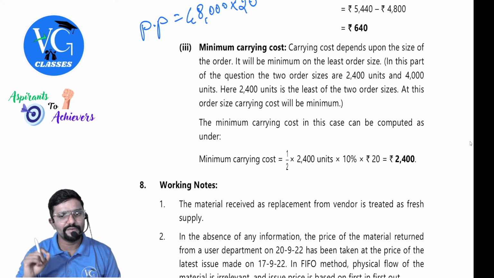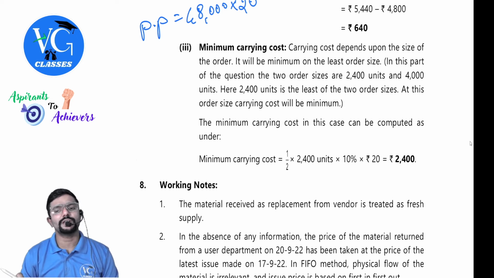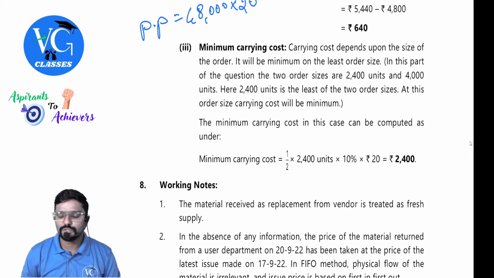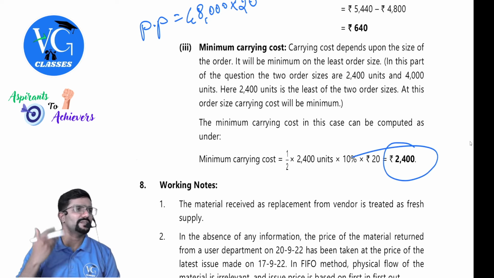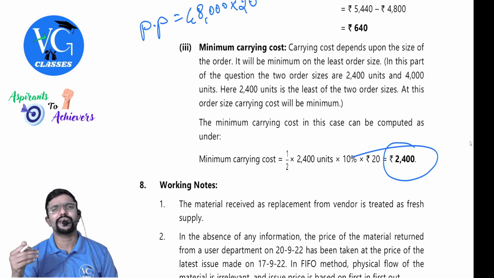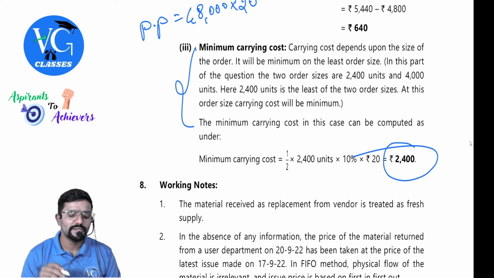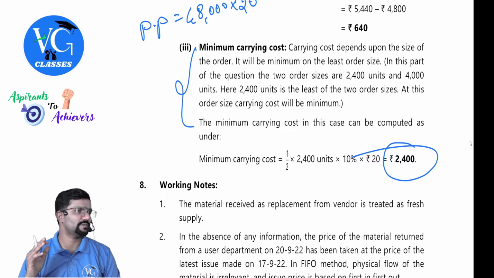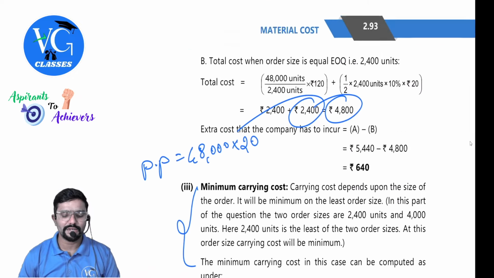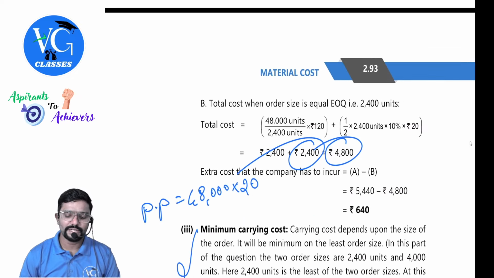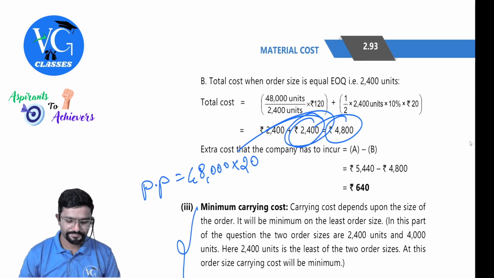In this part of the question, the two order sizes are 2,400 and 4,000 units. Here 2,400 units is the least of the two order sizes. At this order size, carrying cost would be minimum, which comes to 2,400, which is already computed. You need not show it again. You can just tell it in a sentence, but if required, you can show it also, because I have already done that calculation here.